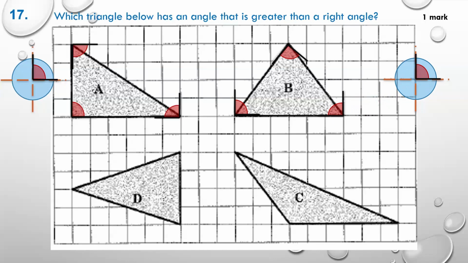So in triangle B, none of the angles are greater than a right angle. So let's go to triangle C. Let's bring up our right angle or quarter turn, and let's try it on the top angle.